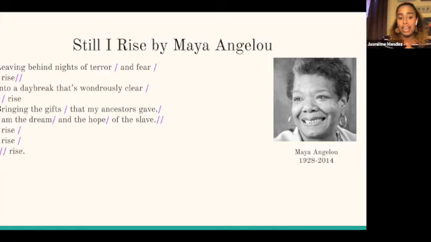Especially in that very end. And even here, when we've got "bringing the gifts that my ancestors gave, I am the dream and the hope of the slave." I could totally get into that poetry cadence rhythm that I talked about earlier, right? Especially with those end rhymes and the way the rhythm of those two lines is. So again, it could sound like that, but with pauses, I can change it up. "Bringing the gifts that my ancestors gave, I am the dream and the hope of the slave."